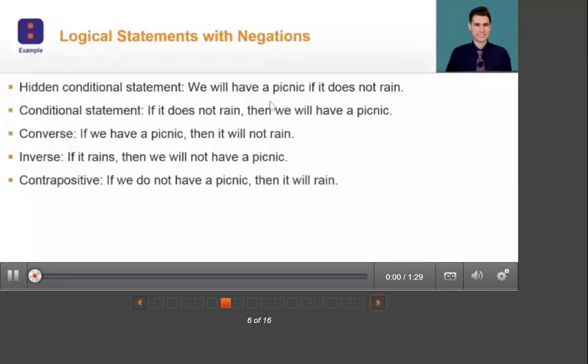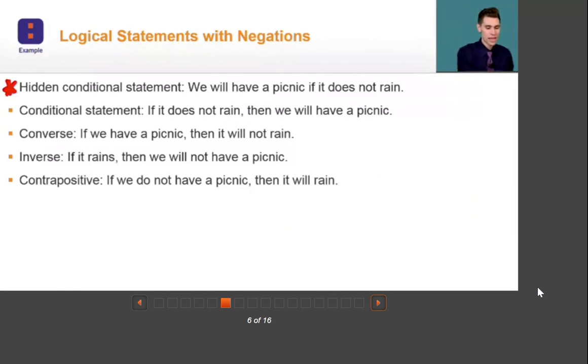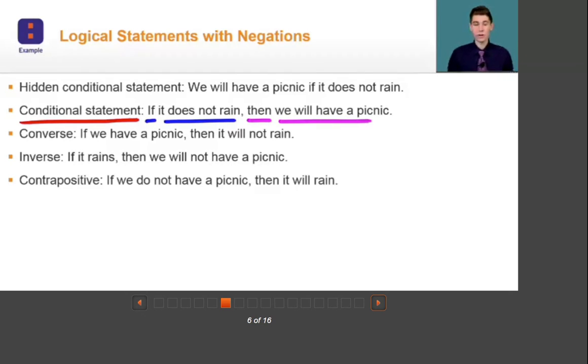Let's take a look at this example. Here's a hidden conditional statement. We will have a picnic if it does not rain. Now we do have this keyword here, if, so it indicates that there is a hypothesis here, but we don't have a then, although there still is a conclusion that's given. Let's go ahead and rephrase this though as a conditional statement. If it does not rain, then we will have a picnic. Notice that we have if and our hypothesis, and then and our conclusion.